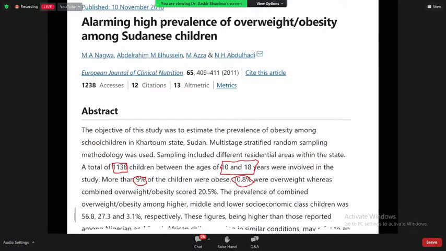I searched the literature looking for the obesity prevalence in Sudan. I found one study done in 2012; the other study had a very small sample size. This study, done in 2012, investigated 1,138 school children in Khartoum. They found that obesity was around 9% and overweight around 10.8%.